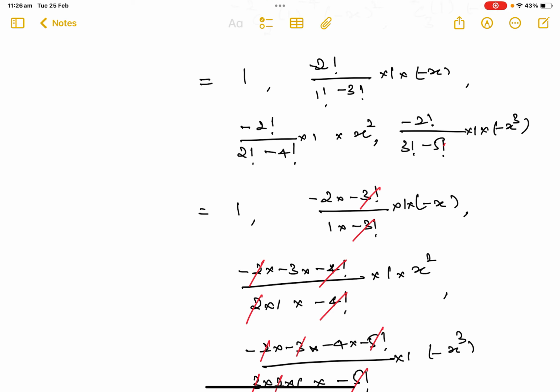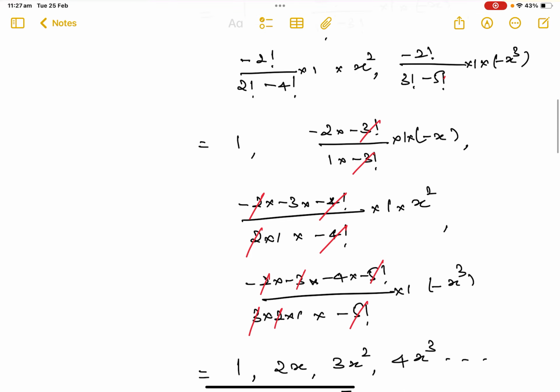So simplified: -2 factorial can be written as -2 times -3 factorial. Therefore, -3 factorial cancels out. So leave it like that, and we'll come back to it. And the third term: -2 factorial can be written as -2 times -3 times -4 factorial, and 2 factorial. The -4 factorial cancels out. The 2 and 2 cancel out. So what we have, we'll check it, and x squared.